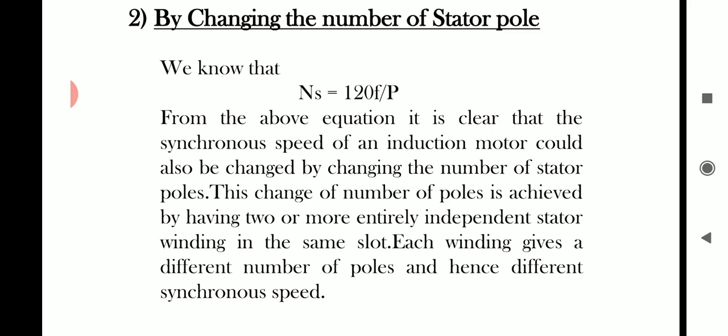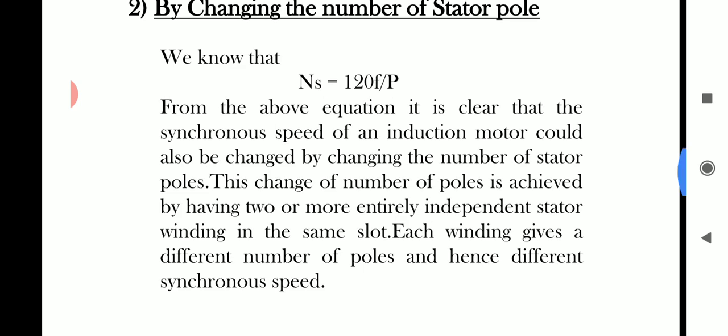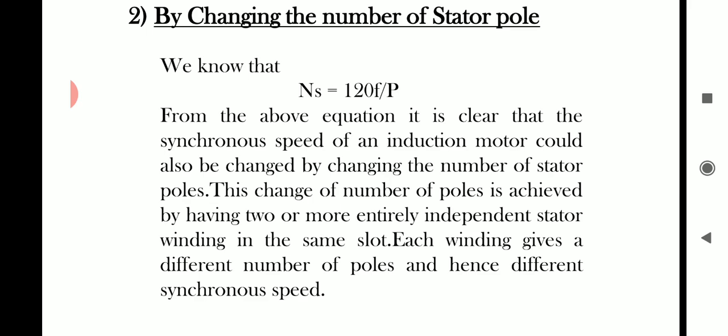But if you have to change the number of poles, then what exactly you have to do? You have to design the winding in such a way that there are two slots. It means that it can be achieved by having two or more entirely independent stator winding. So there are two independent stator winding. So you can change over from 2 pole to 4 pole, and so on. Each winding gives different number of poles. So if one winding gives 2 pole, then other winding gives the 4 pole in like manner, and hence the different synchronous speed.